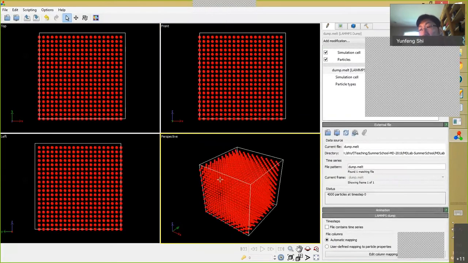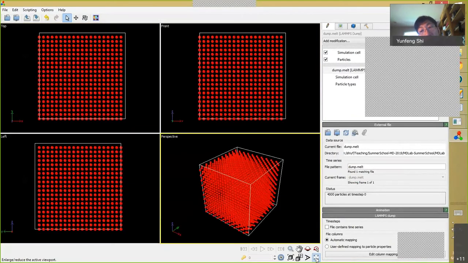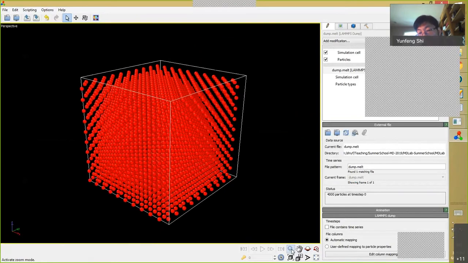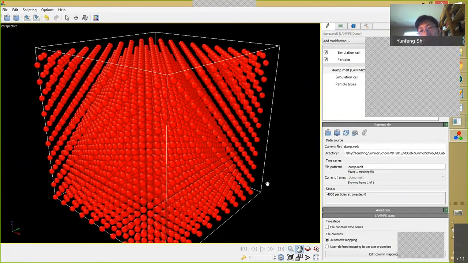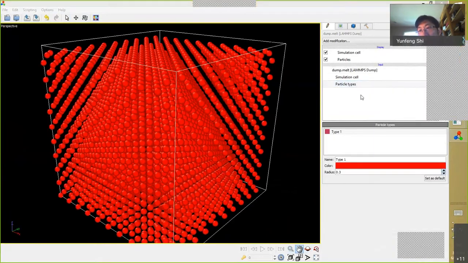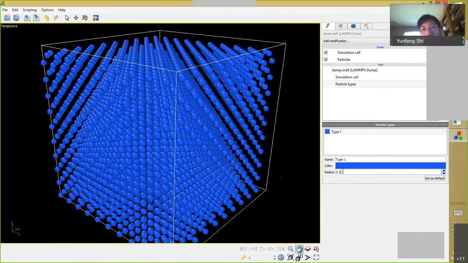See here, this is four different views. I like the view of perspective, so I click it. I can click this one too, but I click this one, and then I'm going to maximize the active viewport. So then I can see more clearly, right? Again, you can go back to the quad view. Now you can rotate it. You can zoom in and out, convenient, or you can shift it. I can shift the box too. If I click particle type, I can change the color from blue to red. I can change the size, doesn't matter, right?